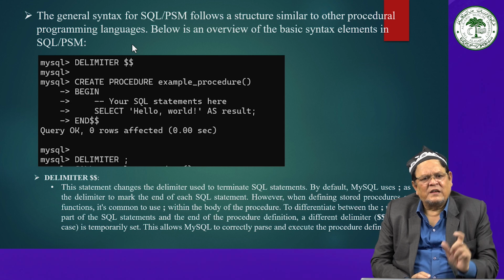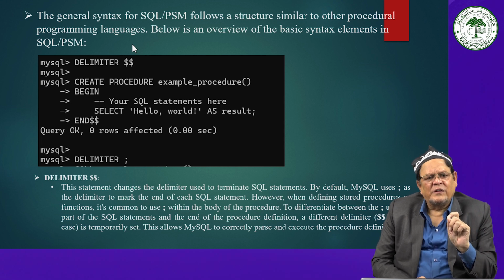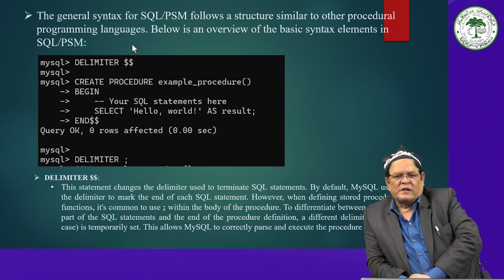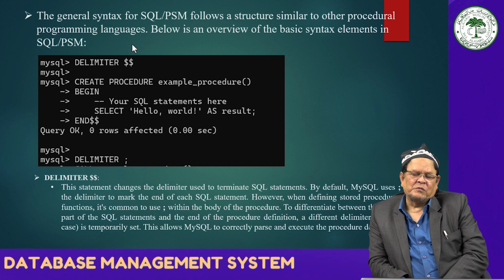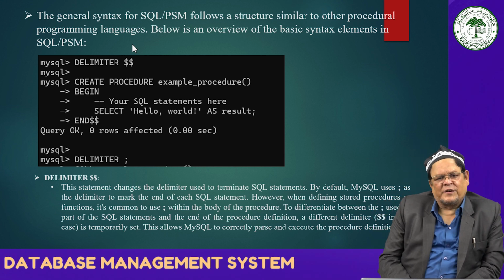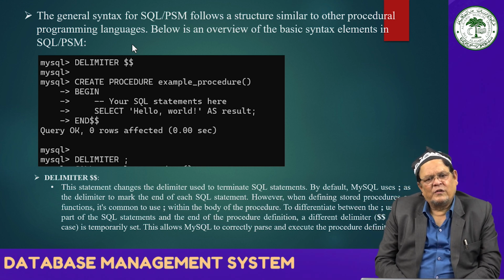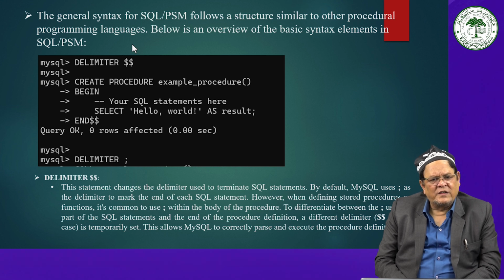Like that, there a delimiter is there, double dollar. And then you write MySQL, create procedure. First of all, you have to create a procedure. Example procedure, within parentheses. Then start begin. If you want to write a comment, dash line, your SQL statement is here. Select hello world within quotes, and as result, it means alias is there as result, and end double dollar. When you press, it will become okay.